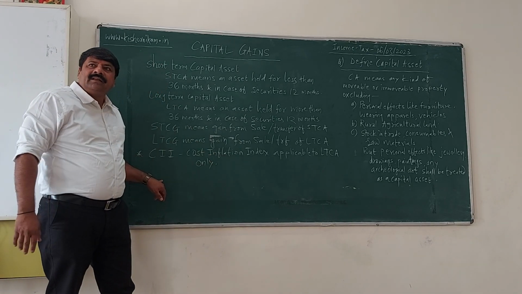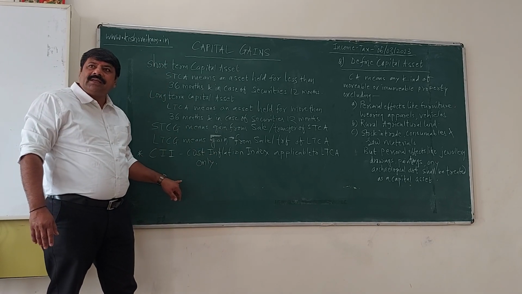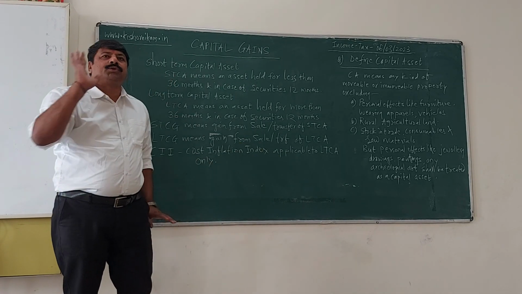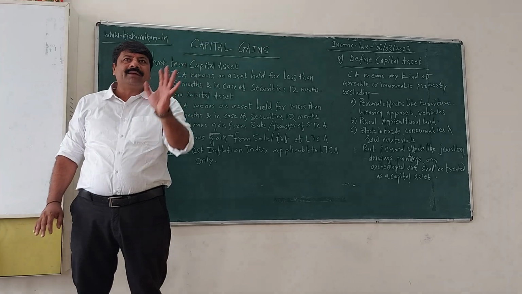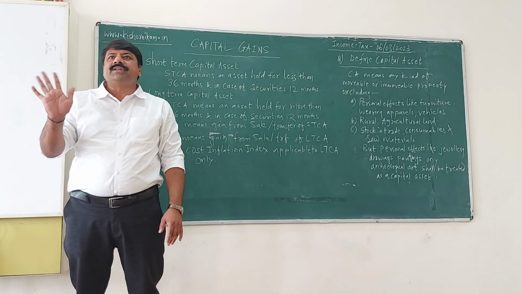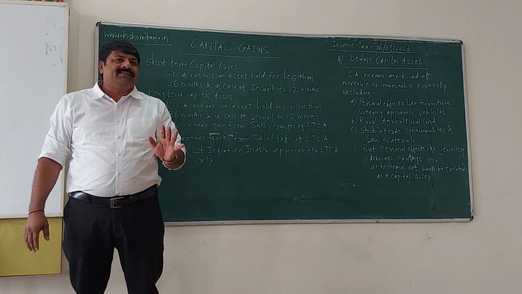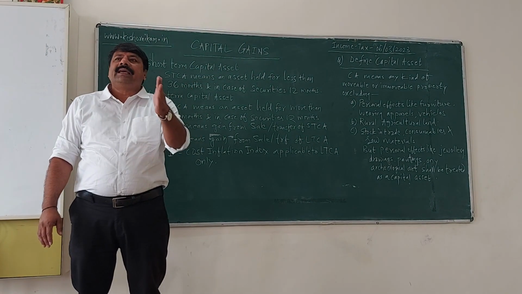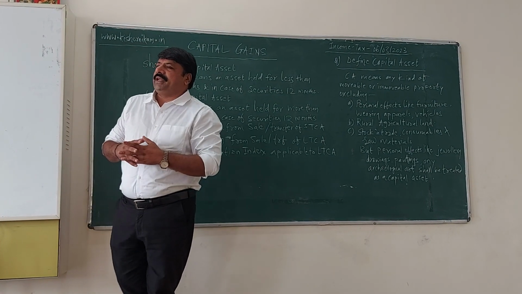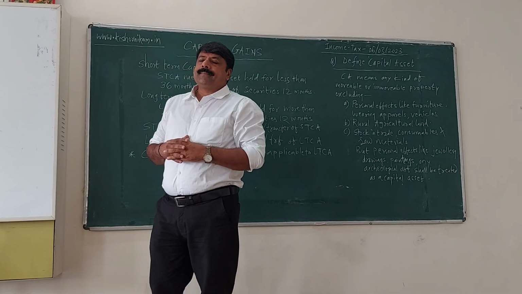Cost inflation index benefit is applicable to long-term capital assets only. Section 54 exemptions are applicable to long-term capital assets only. No exemption is given for short-term capital assets and short-term capital gain. I hope it is understood? If any question, then you can ask any question, any doubts. That's all.